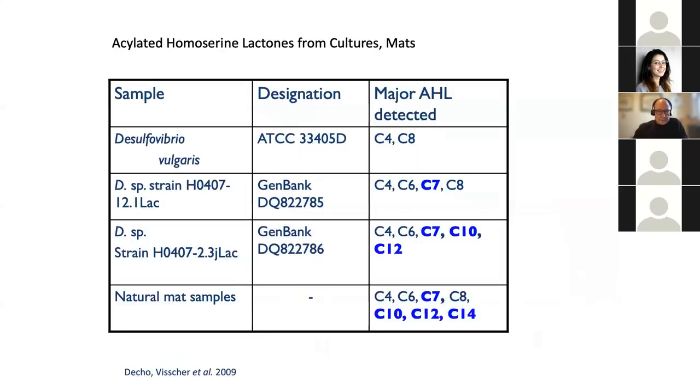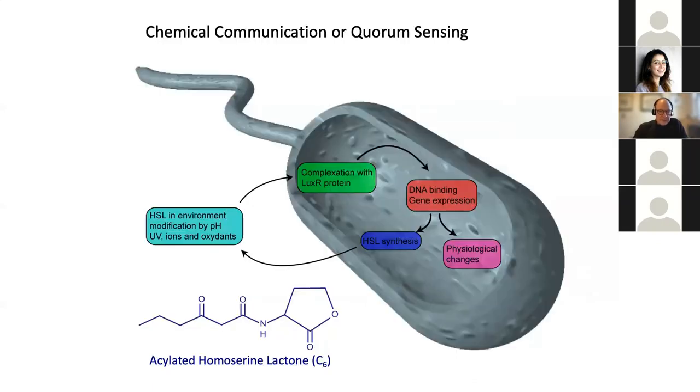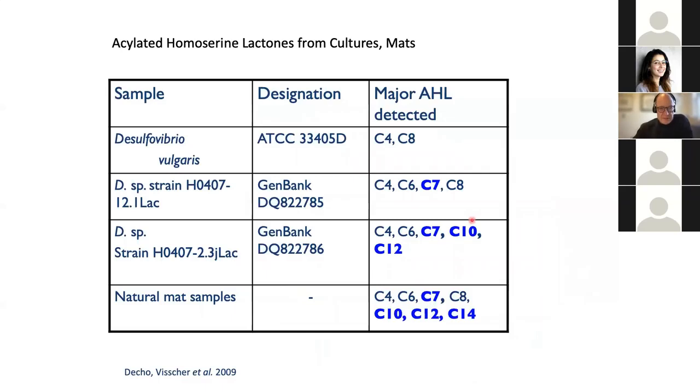Now, you see here a chain length of, in this case, 6 carbons, but what we see in the real world, and this is for sulfate-reducing bacteria, we see different chain lengths. This is a type strain that you can buy off the shelf from a culture collection, and these are some of our isolates, and these are natural mat samples.